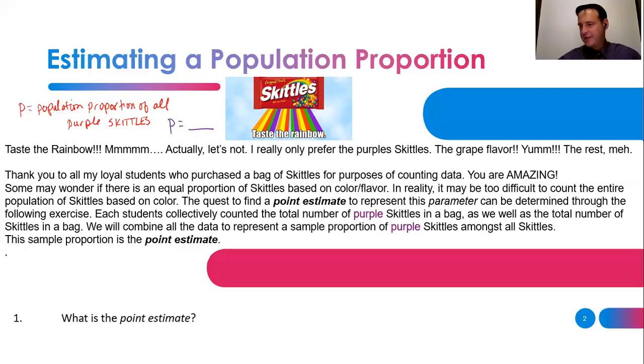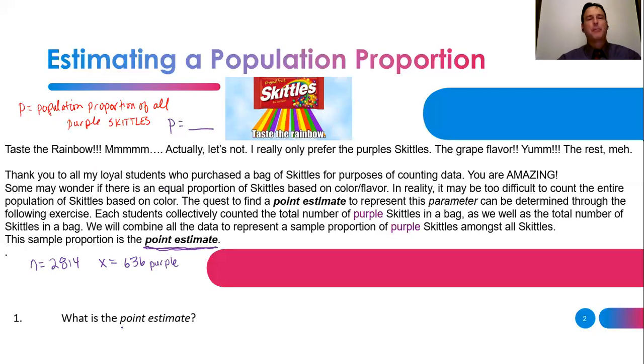However, I can make a point estimate. Again, a point estimate is a sample statistic that we can sometimes use to help predict what we believe the true proportion to be. So here's what we did. We had students go out, bring bags of Skittles. We put them all together and made one giant sample of 2,814 Skittles, of which 636 were purple.